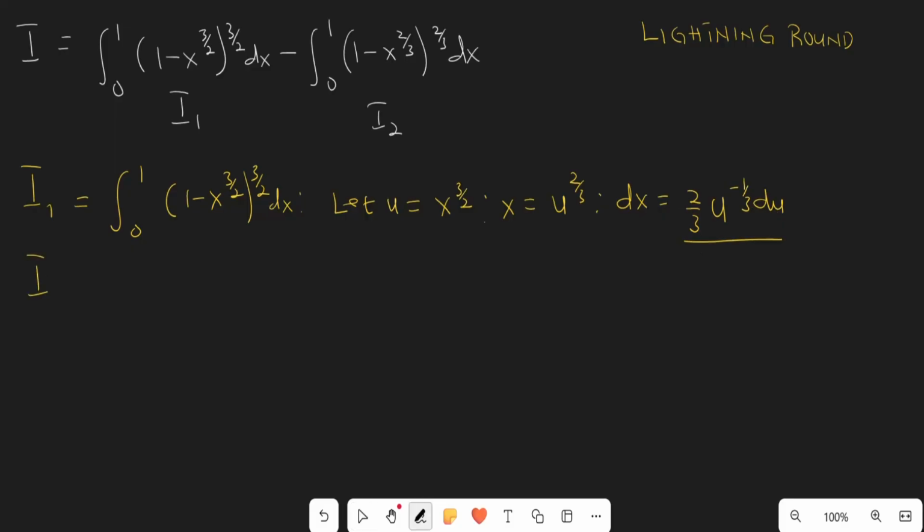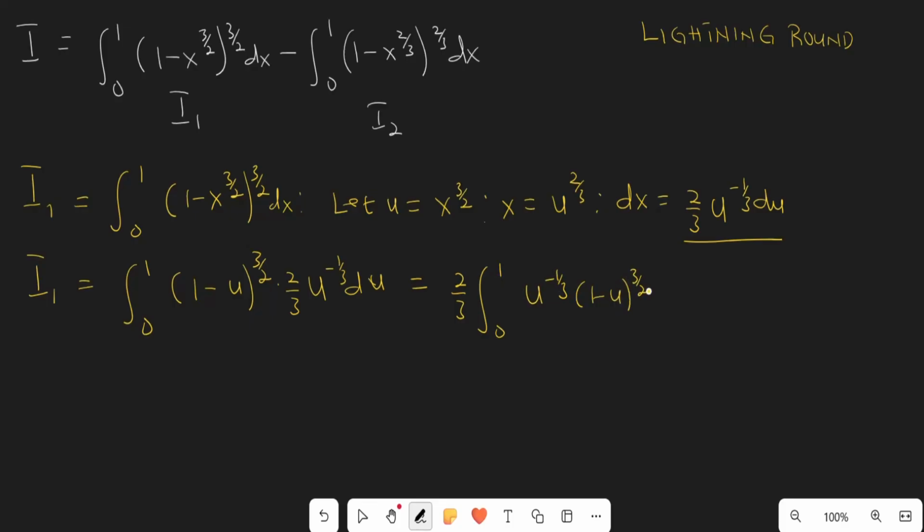So our integral I1 is going to be the integral from 0 to 1. The limits will not change. 1 minus x raised to the power 3 over 2 is 1 minus u, raised to the power 3 over 2. And dx, what is dx? dx is 2 over 3 u raised to the power negative 1 over 3 du. So that is going to evaluate to 2 over 3, which is a constant, times the integral from 0 to 1 of u raised to the power negative 1/3 times (1 minus u) raised to the power 3 over 2 du.